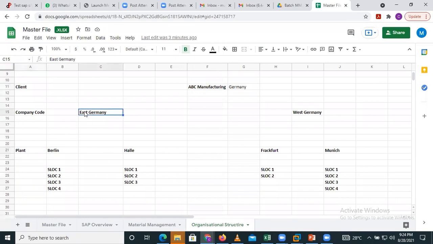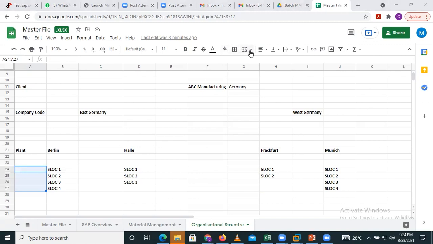ABC Manufacturing has two company codes, East Germany and West Germany. East Germany has two plants, one in Berlin and one in Halle. West Germany has two plants, one in Frankfurt and one in Munich. Now, the Berlin plant has 4 storage locations to keep the stock of raw material, semi-finished material, finished material, or maintenance materials. They have separate storage locations. So there are 4 storage locations. Okay.